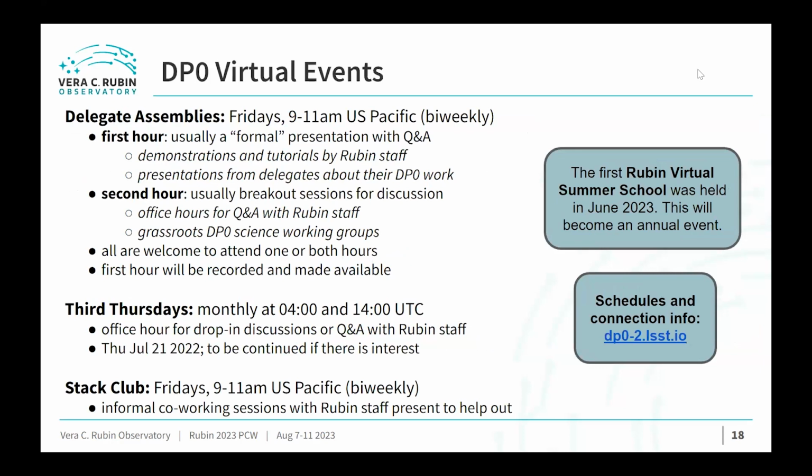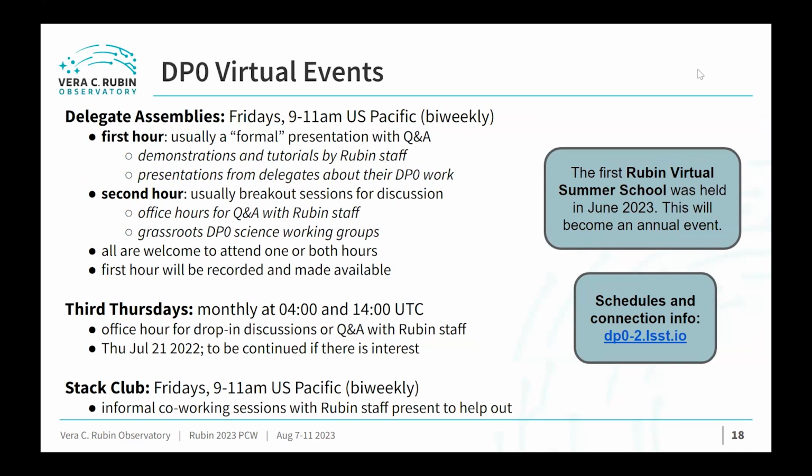We also have virtual events. So pretty much every Friday, something is happening. Either it's a drop-in session that we call Stat Club, 9 to 11 a.m. Pacific, every other Friday. Stat Club is a good place where you can drop in. If you're having trouble with something, it's a place to get help. Sometimes a small group of people will show up. So someone will come to Stat Club and bring 2 of their students, and they'll be like, we're trying to do this with the DP0 data. Can a Rubin staff member help get us started? And then we just get them started. So that's a good time to come.